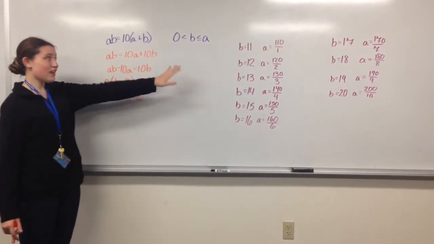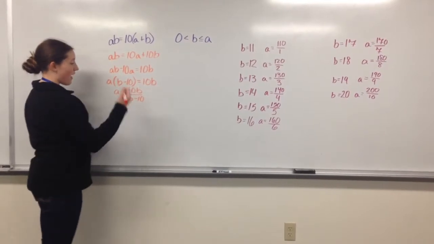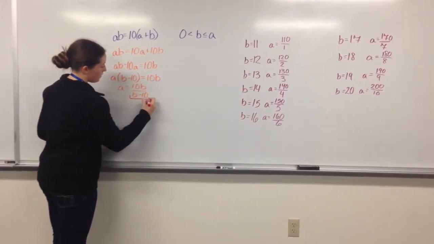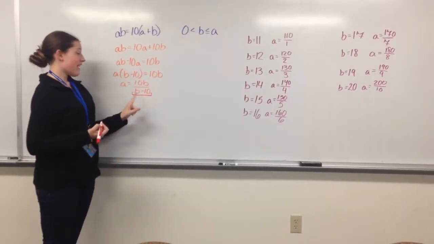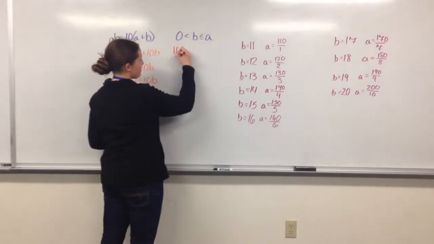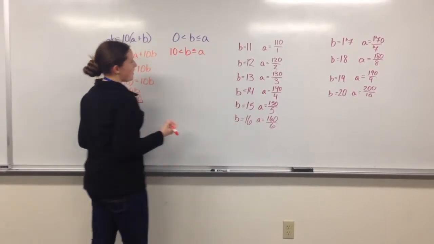Now this actually changes the interval of values we can have because our value A has to be a positive integer. So the denominator cannot be negative. So B has to be greater than 10. So 10 is now less than B, which is less than or equal to A.